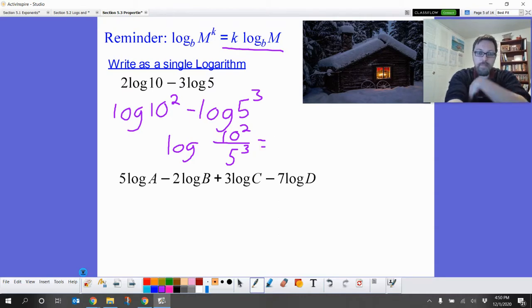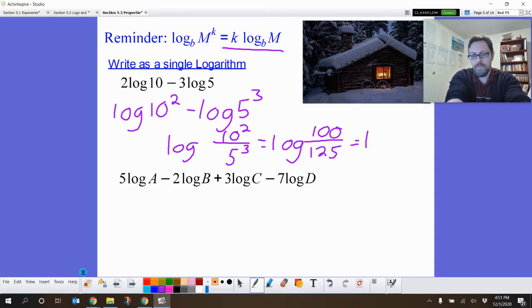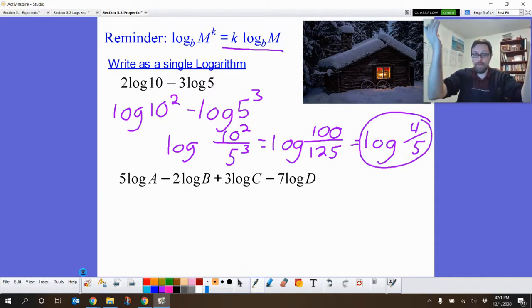Now we could clean this up a little bit. We could make this log of 100 over 125. And then we can divide both of those by 25, so we get 4/5. And that's kind of why we like it. We couldn't do anything with this, but look at how much neater that is now.